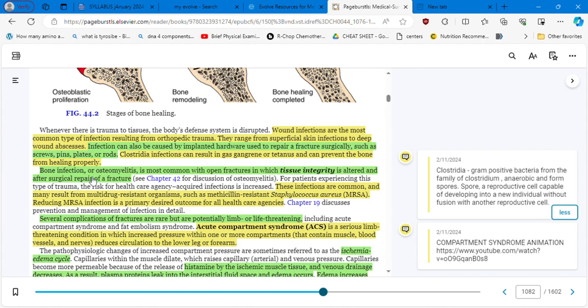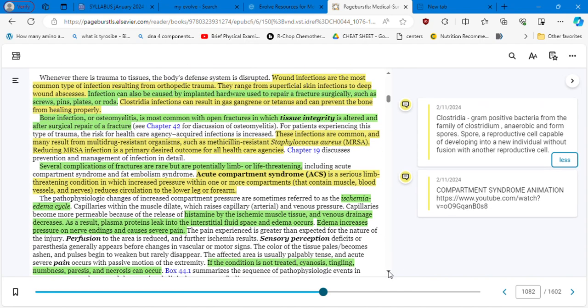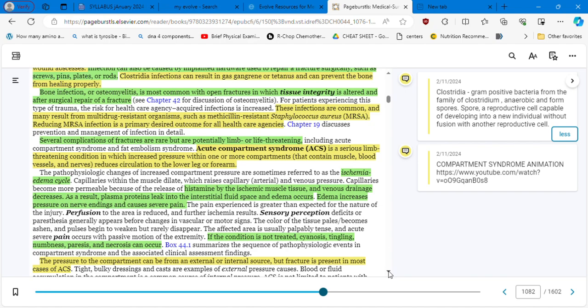and after surgical repair of the fracture. So bone osteomyelitis, right? These infections are common and many result from multi-drug resistant organisms such as methicillin-resistant Staphylococcus aureus, MRSA. Reducing MRSA infection is a primary desired outcome for all healthcare agencies. Staphylococcus aureus is the terror of the hospitals, nursing homes, really causes too many things, sepsis, septicemia, you name it.